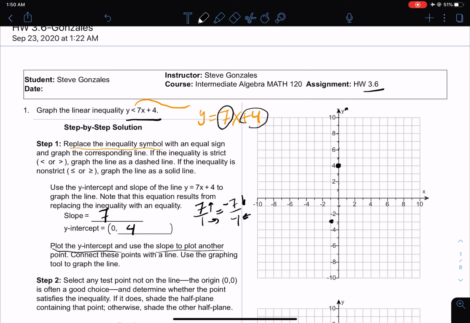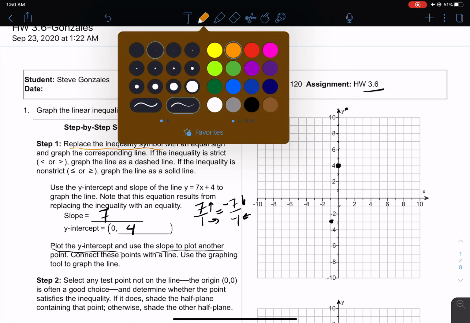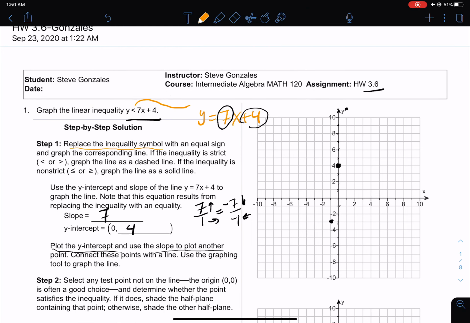That's the same exact line. Now, I said from the beginning, and I'm going to go back to my color here, let's use another color. I said that when it's an inequality without the equal sign, this is going to have to be a dotted line.